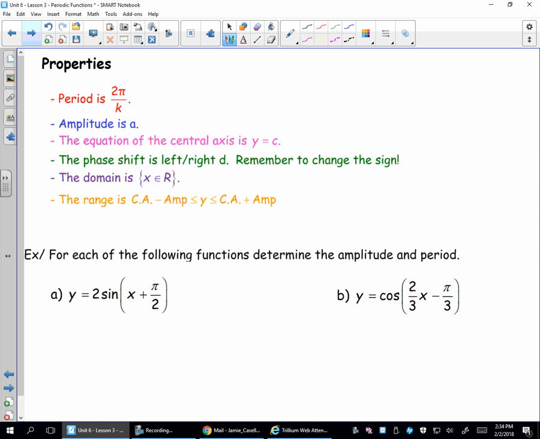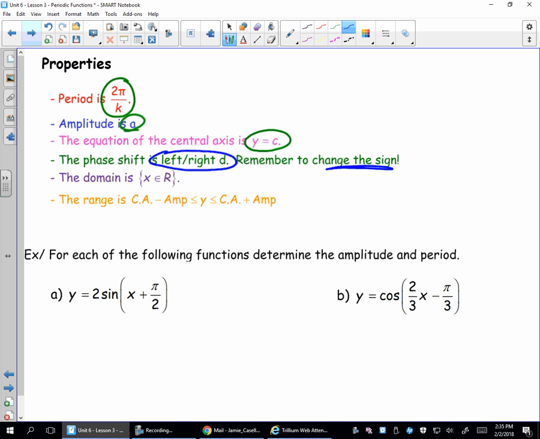Our period, that's the horizontal length of one curve. Normally, it used to be 360 over k. We're going to change that now to 2 pi over k. K is your horizontal stretch or compress. Your amplitude is A, same as before. Our equation of our central axis is C, same as before. Our phase shift left to right, that's your D value, the part inside the bracket. So remember to change your sign.